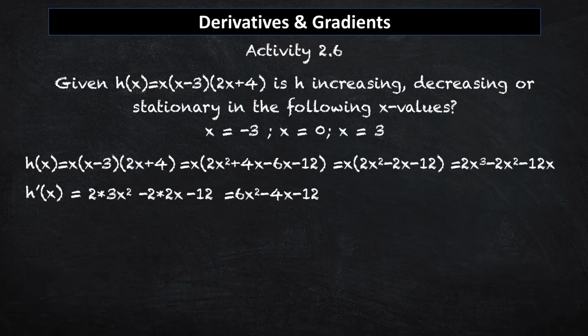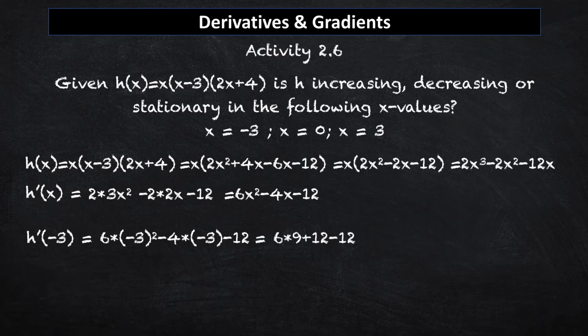Now we want to compute the derivative in the specific points. So we start from the point x equals -3. So we substitute to all the x's that we find in the derivative the value -3. And this becomes equal to 6 multiplied by 9 plus 12 minus 12, which is equal to 54.